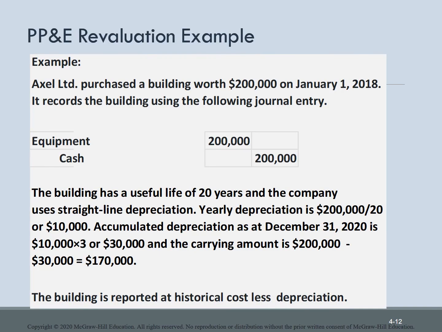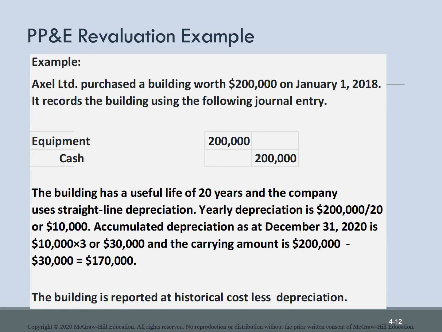So we have an example here. Axle Company purchased a building at a cost of $200,000 on January 1 of 2018. It's recording that building at historical cost of $200,000. The building has a useful life of 20 years, straight line depreciation. There's no mention here of any salvage value, so we're going to assume it's zero. Annual depreciation is going to be $200,000 historical cost divided by the 20-year life, or $10,000 per year.